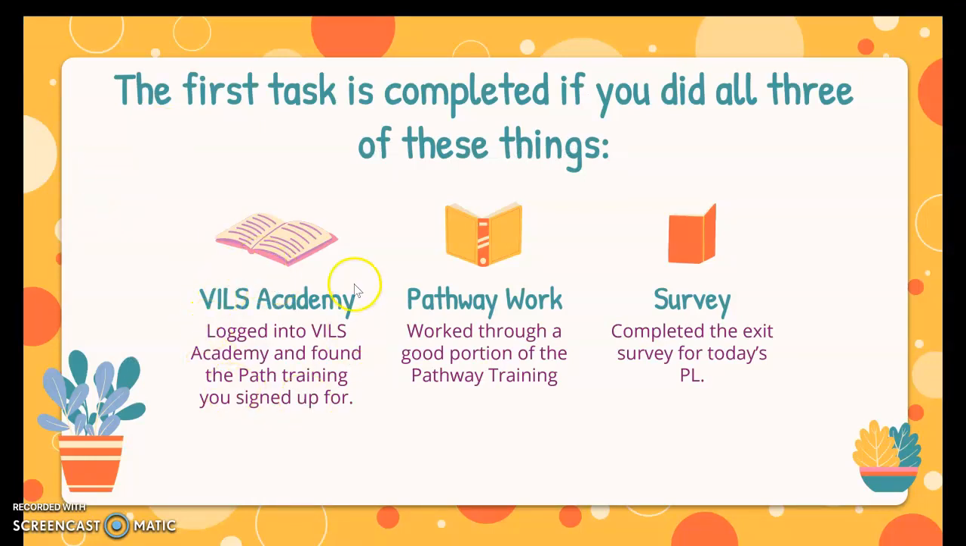So we've already taken care of the first task, being able to log into VILS Academy. You're going to work on your pathway until you get to a good stopping point, and then complete the survey letting me know how far you got in your pathway. Just so you know, the pathways should go quicker than the micro-credential will, because the micro-credential is you doing some implementation of the things you're learning.